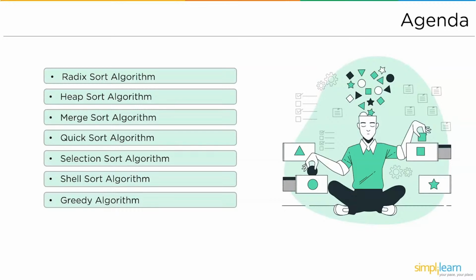Post that, we will discuss shell sort algorithm. This algorithm has higher cache miss ratio. Finally, we will discuss the greedy algorithm. This algorithm can implement minimum spanning trees. So this is the agenda for today's discussion. I hope I made myself clear with the agenda. Now let's get started with the first one.